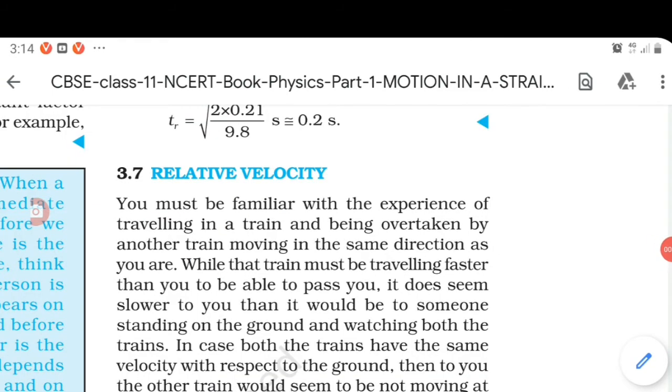Now coming to the topic relative velocity. We have already mentioned in the beginning of this chapter that motion is relative. Motion relative means we can specify the state of rest or state of motion of a body only with respect to another body. That's what we mean by motion and the state of rest are relative.